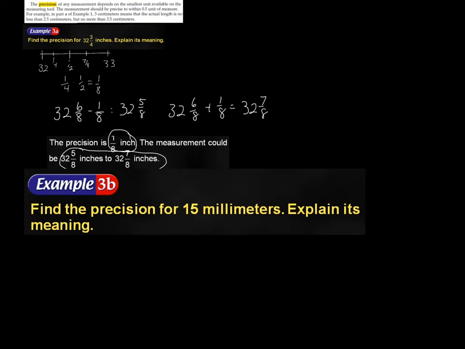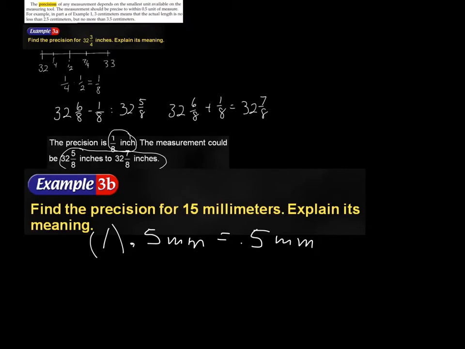Okay, now I'm going to try to make you a fan of the metric system. They ask us to find the precision for 15 millimeters. Well, it's half of the nearest unit it's measured to, so half of a millimeter, we're going to write that as 0.5. Okay, that's just what it is. 1 times 0.5 is 0.5.